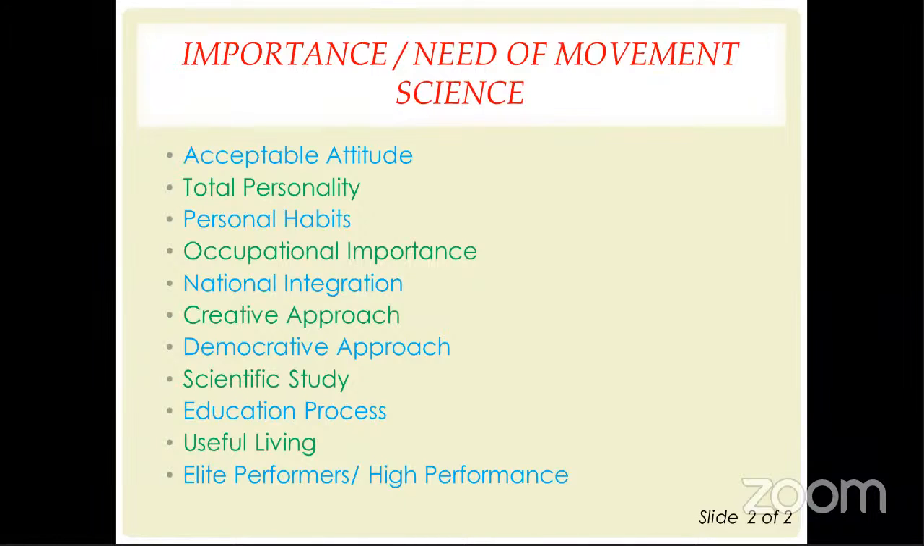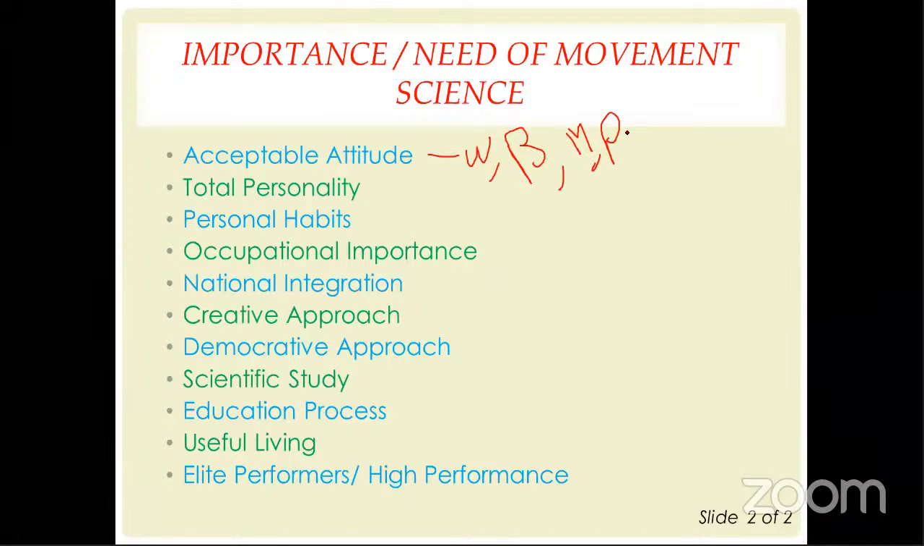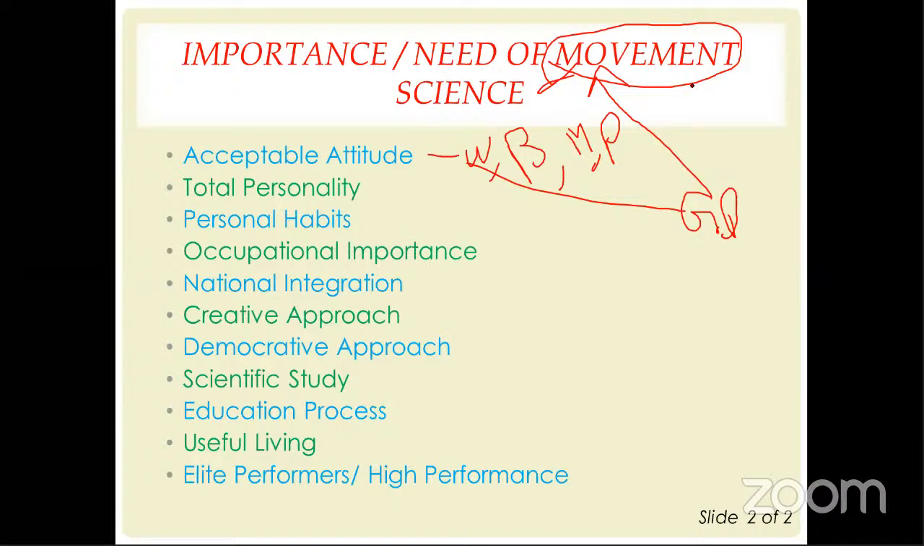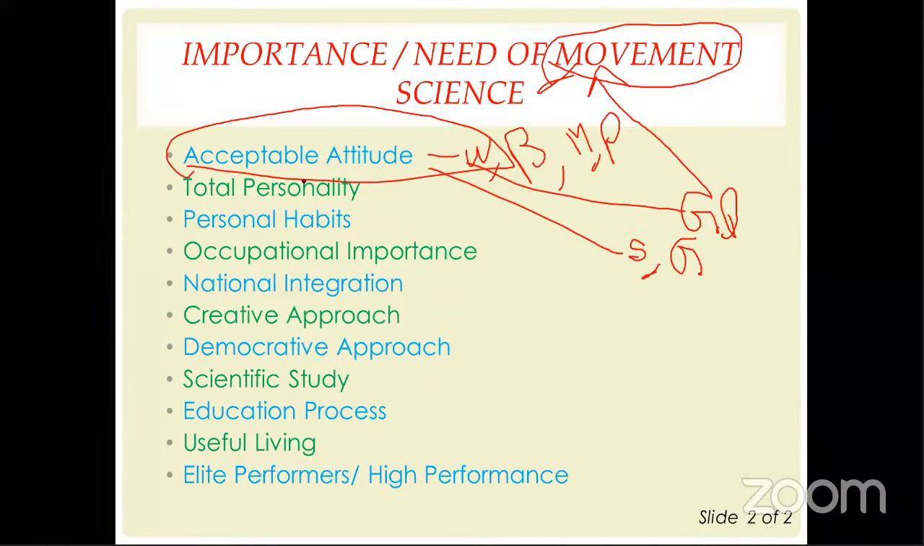Acceptable attitude. It teaches us the acceptable attitude: how to work out properly, how to behave, what the mental, physical, psychological, or social adaptability aspects are, or what the group dynamics are. All of this comes under movement science, because without movement we will not learn anything. Every learning comes from movement, and it teaches us the acceptable attitude in terms of society and groups. Because of the above importances, it develops our total personality.